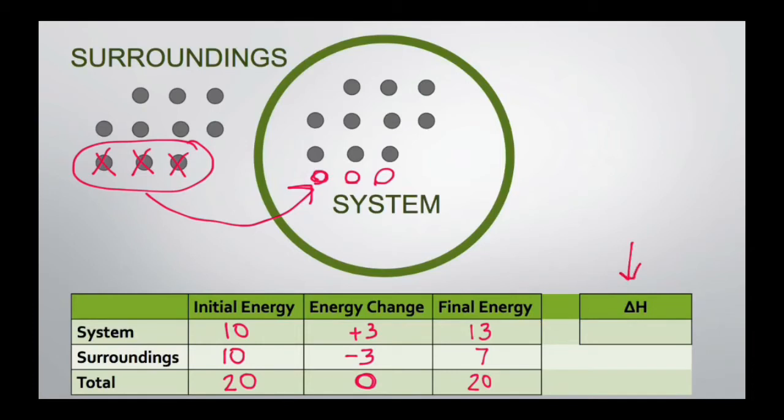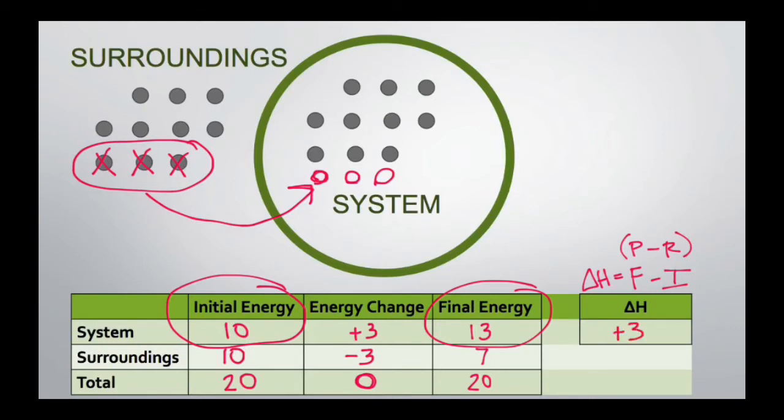Now, to that delta H thing, we said that that was products minus reactants earlier. That basically means final state minus initial state, if we're not looking at an actual chemical reaction with substances that we can call products and reactants. So if I write that down, final minus initial, which is kind of our products minus reactants here, then 13 minus 10 is positive 3. And notice how that matches up with the positive 3 energy change that occurred in our system.